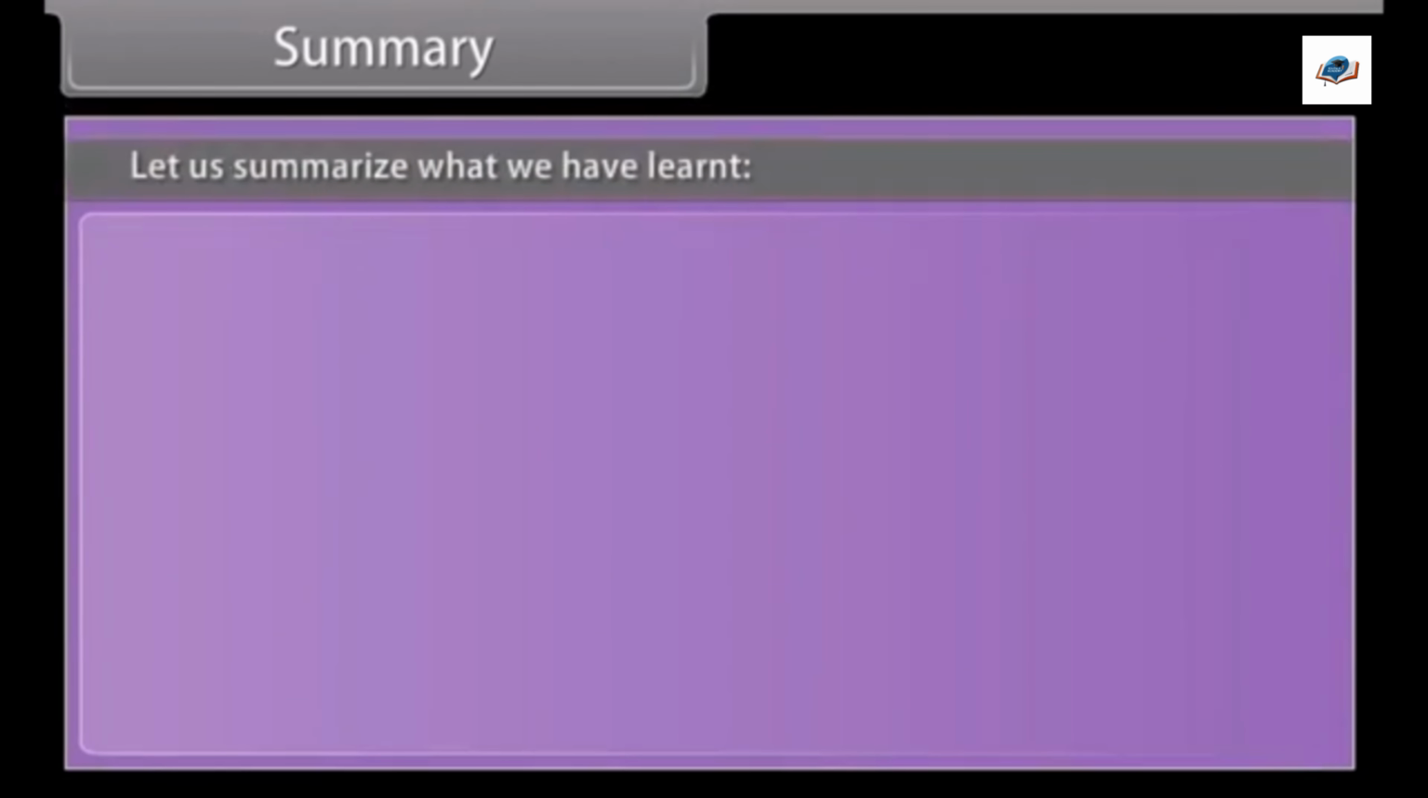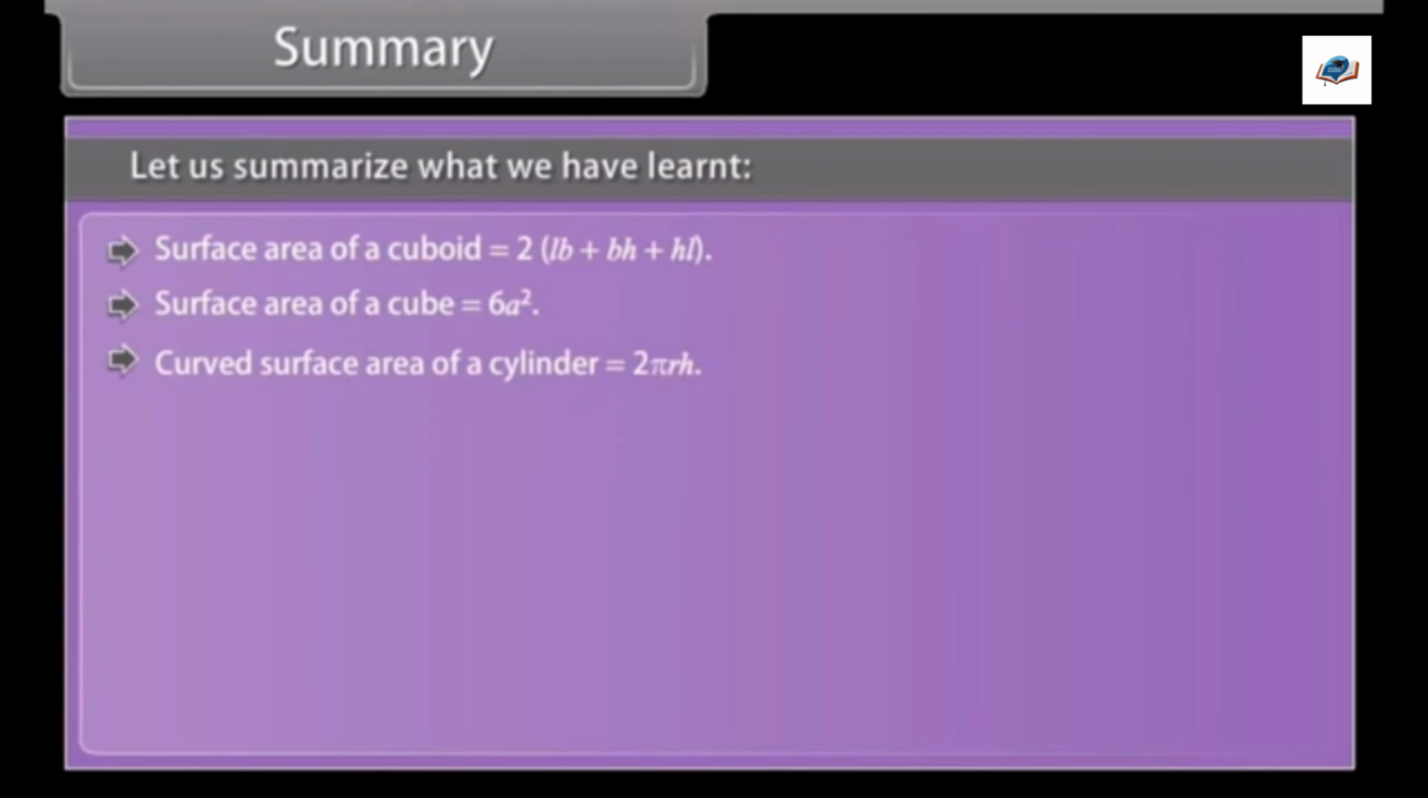Summary. Let us summarize what we have learned. Surface area of a cuboid is equal to 2 into (LB plus BH plus HL). Surface area of a cube is equal to 6a square. Curved surface area of a cylinder is equal to 2 pi r h. Total surface area of a cylinder is equal to 2 pi r square plus 2 pi r h, which is equal to 2 pi r into (r plus h).